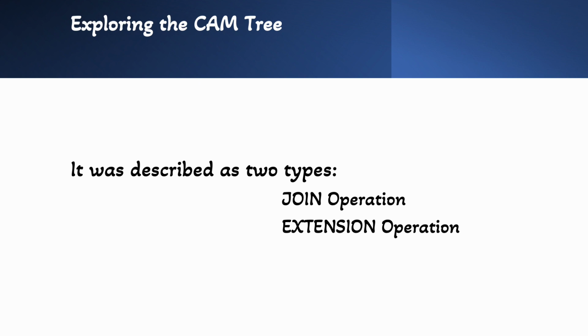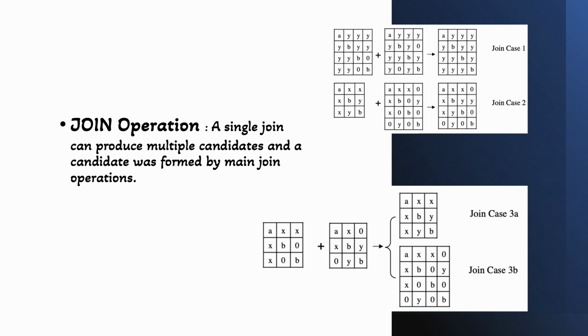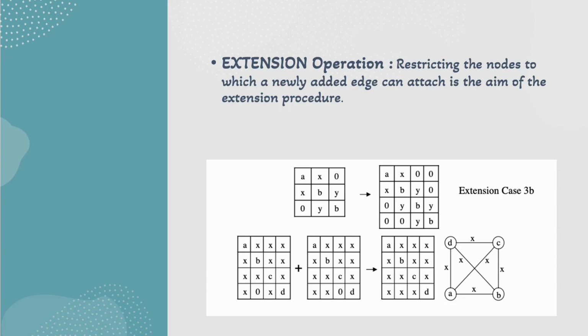Before exploring the CAM tree, we need to know about the two operations called join operation and extension operation, which are used in the CAM tree. The join operation. The two main issues with join operation are that numerous candidates could be produced by a single join, and that a single candidate could be repeatedly proposed by multiple join operations. The extension operation is defined simply, and it limits the nodes that a newly introduced edge can be attached to. That is the extension operation's main concern.